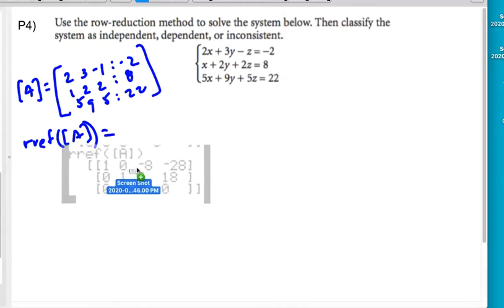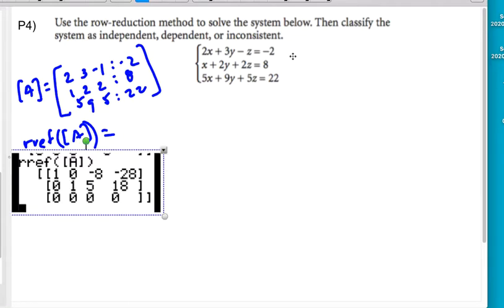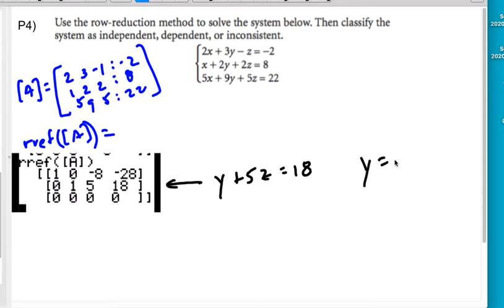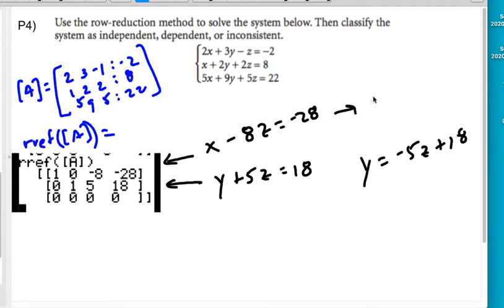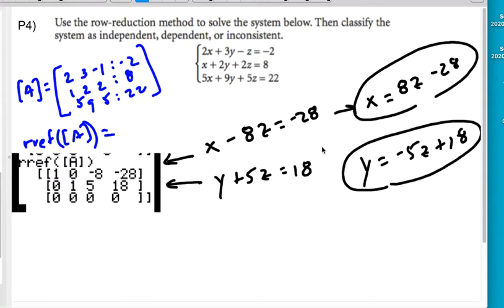If we drag this guy right in here, my reduced row echelon form for A. So what this tells me is that z could be any number, right? But y plus 5z is apparently an 18, meaning that y is negative 5z plus 18, right? And x minus 8z is a negative 28, meaning that x is apparently an 8z minus 28, right? So I have x in terms of z, I have y in terms of z, and 0 equals 0 is true. It's not a false statement.